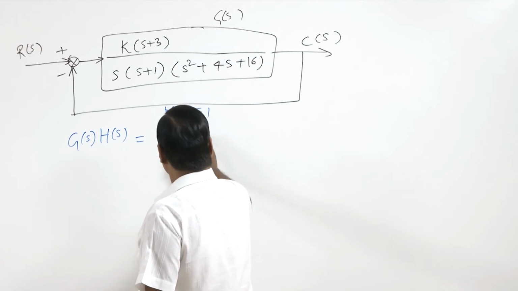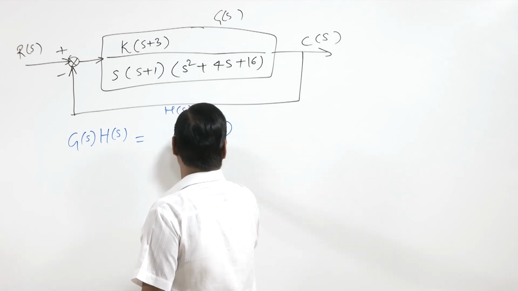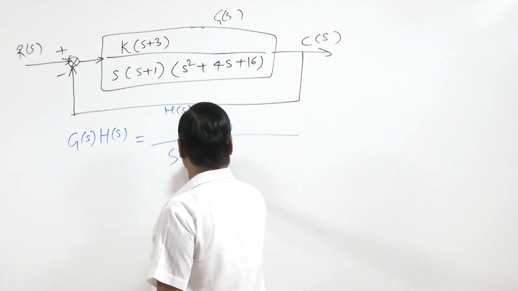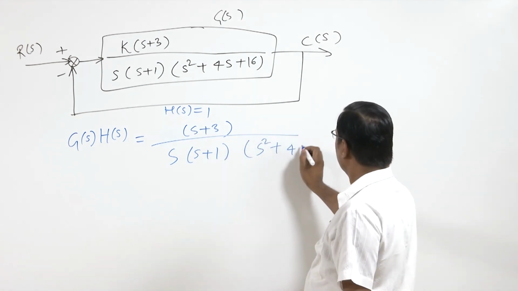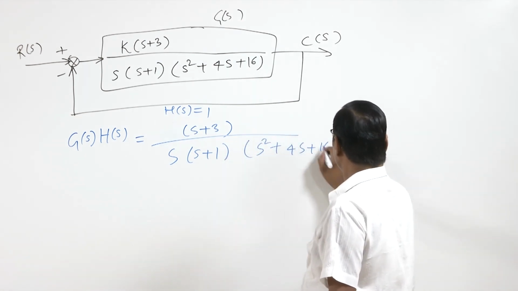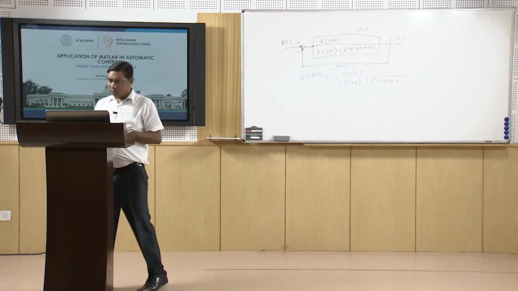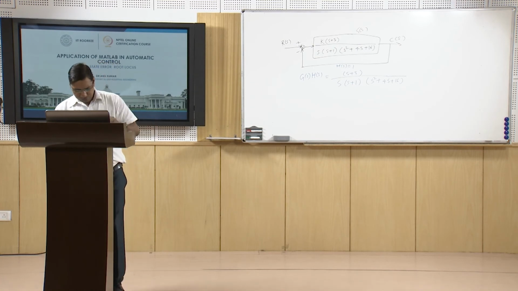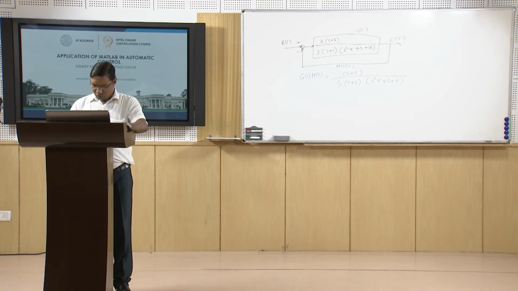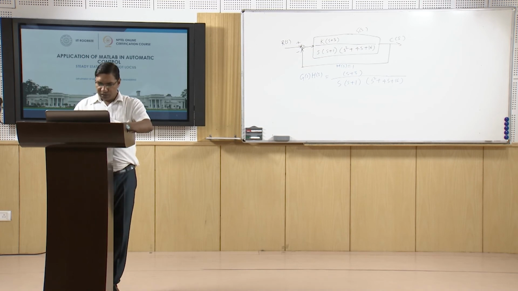So that is (s+3) upon s(s+1)(s² + 4s + 16). So this is G(s)H(s), called the open loop transfer function. For this open loop transfer function, we first find the transfer function.